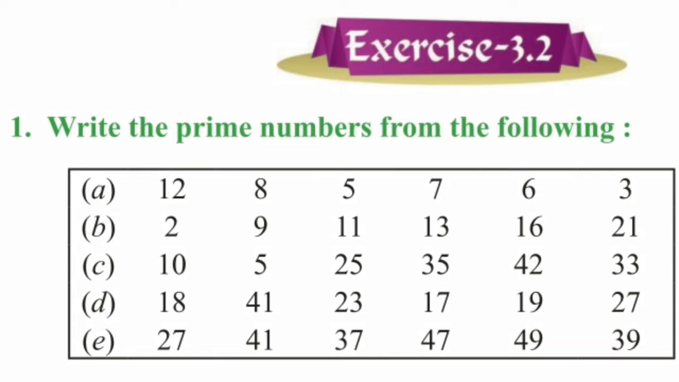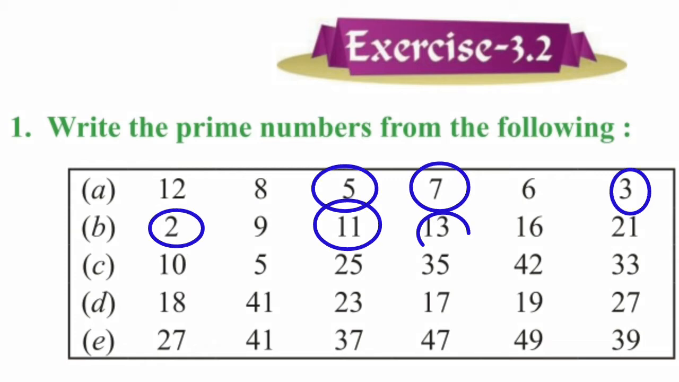So let me tell you what are prime numbers. Prime numbers are those numbers which have only two factors, the number 1 and the number itself, and they never come in other tables. They either come in the table of 1, meaning the factor is 1, or in their own table. That's why they are called prime numbers.